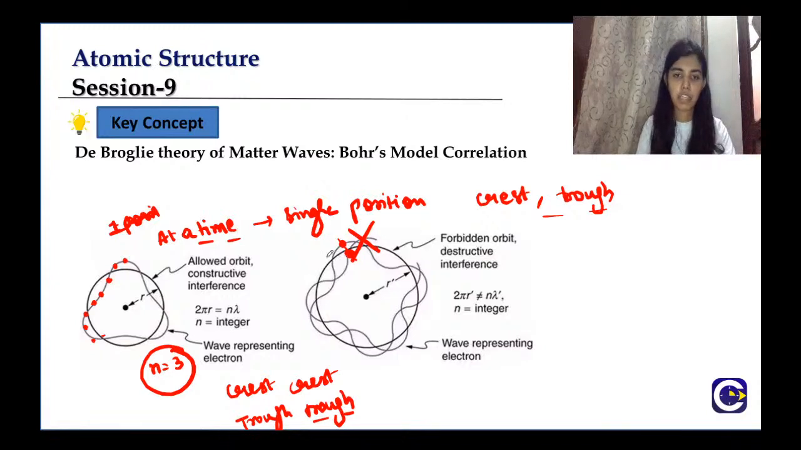But here, if you see, there is a destructive interference. So where there is a destructive interference, that is a forbidden orbit. Why? Because it is stating that at a particular time the electron is present at two positions, which is not possible. Is it clear what you will classify as the forbidden orbit and what is the allowed orbit?